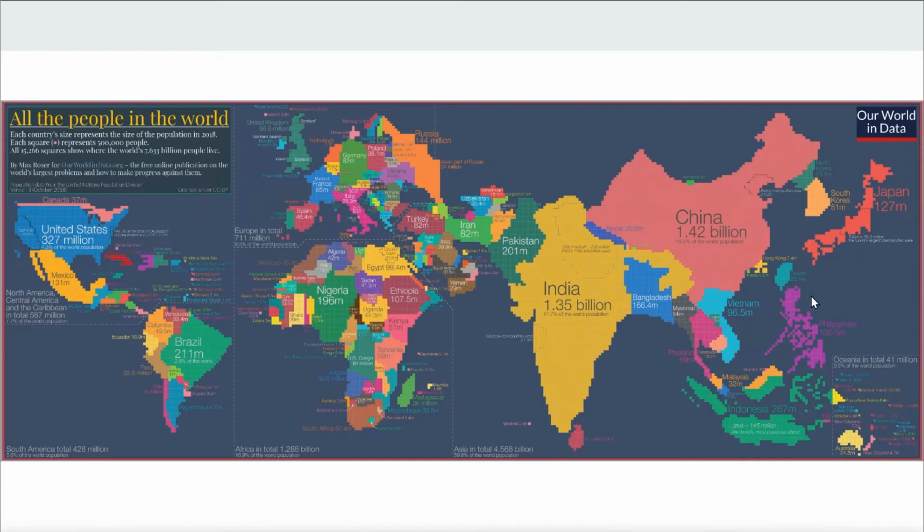And then we've also got Southeast Asia. So this cluster is Vietnam and Thailand, all the way over into the Philippines and Indonesia, including Malaysia. So that's quite another cluster as well.